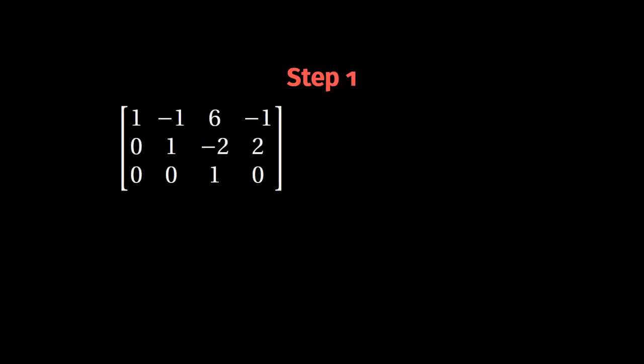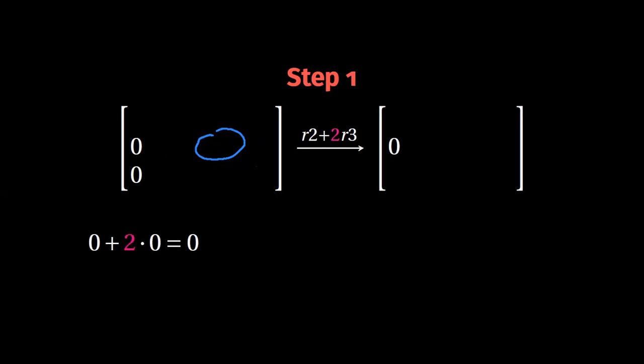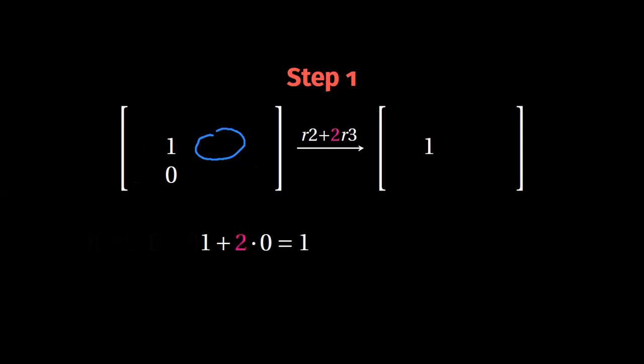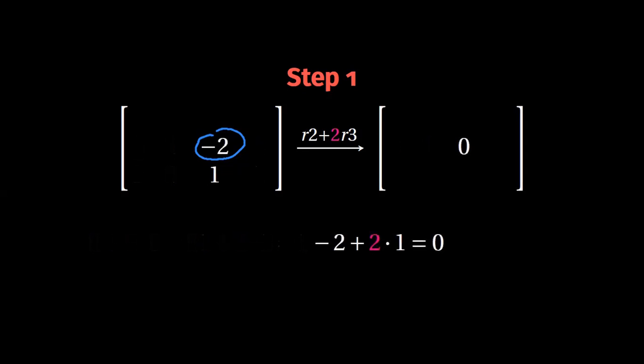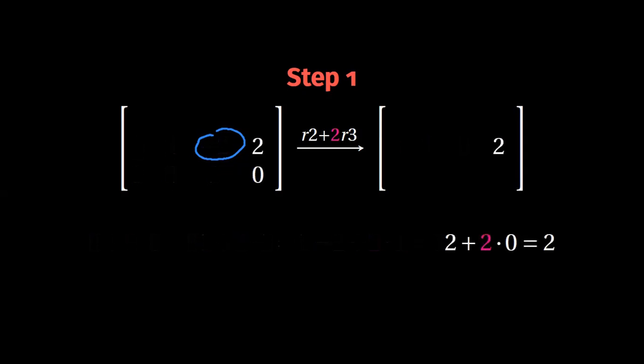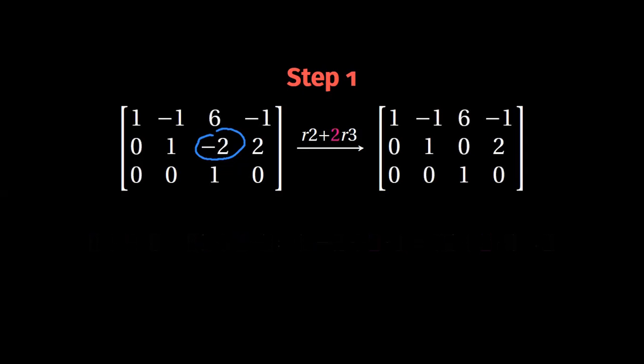As for the first step, we would like to transform this -2 into a 0. So what we do is to sum up the second row and 2 times the third row in order to cancel the value -2. Let's proceed element by element. We first have 0 plus 2 times 0, which is equal to 0. 1 plus 2 times 0, which is equal to 1. -2 plus 2 times 1, which is equal to 0, as we wanted. 2 plus 2 times 0, which is equal to 2. And here, the final solution.